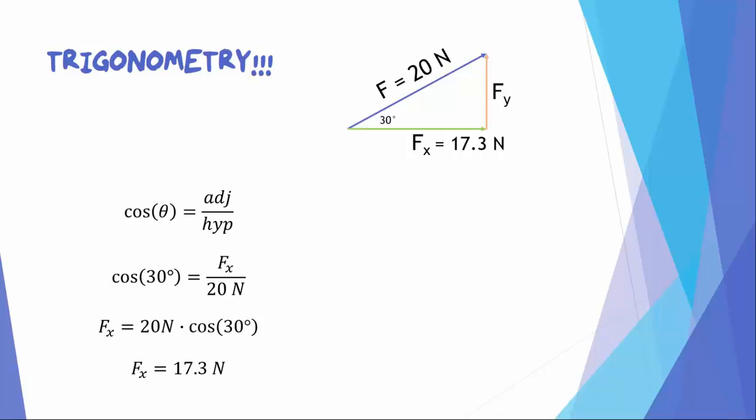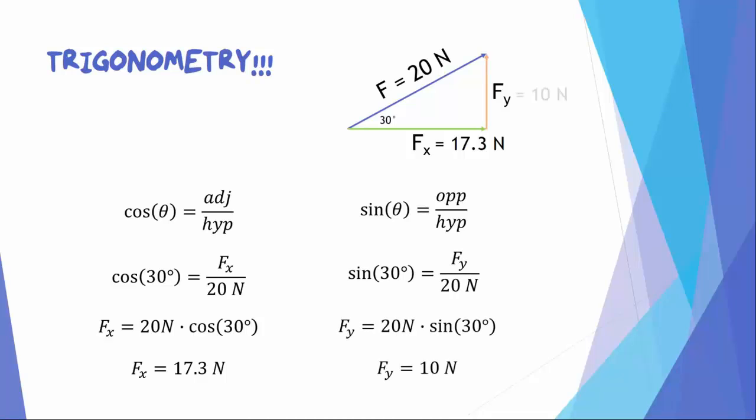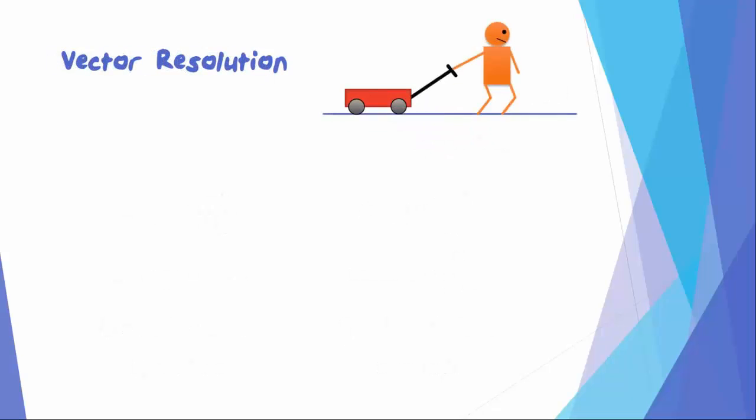Now for the vertical component. Fy is the opposite side to that 30 degrees, so we use the sine function, where the sine of the angle theta equals the opposite side divided by the hypotenuse. We can substitute in the 30 degrees and the 20 newtons, cross-multiply, and find that the vertical component is equal to 10 newtons. Let's go back to our problem.